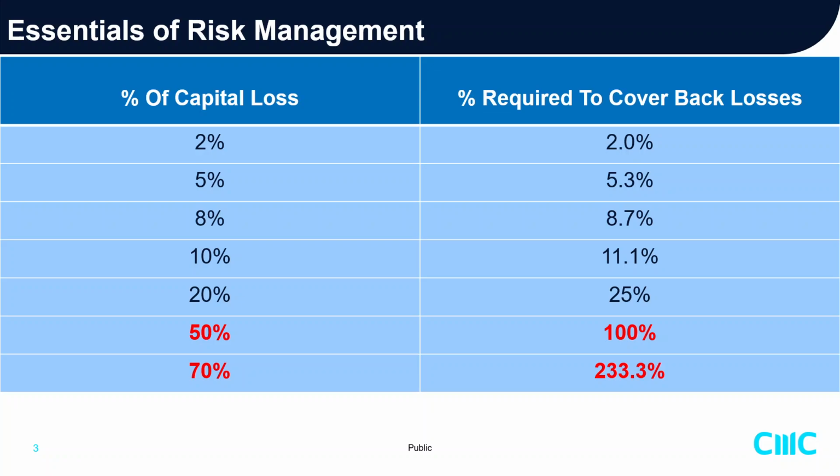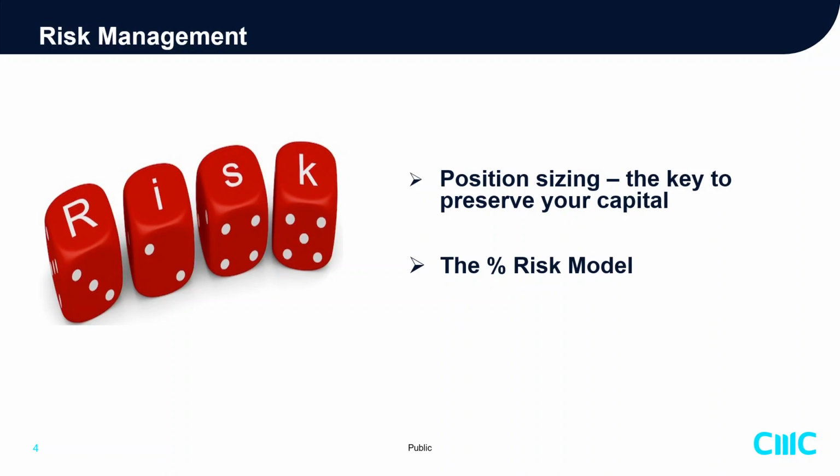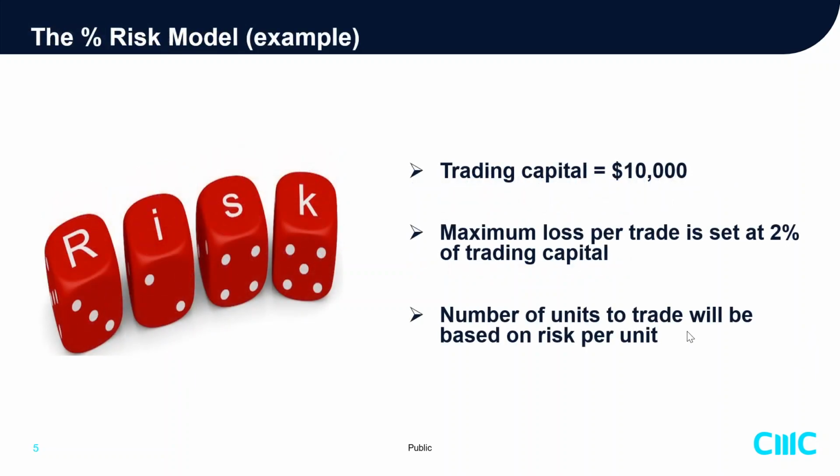All right. So in order to do that, let me share with you this percentage risk model. It's part of position sizing, which is the key to preserve your capital. So what is this percentage risk model about? Let's say for example, we have a trading capital at the start of 10,000. I already preset a maximum loss per trade at 2% of my trading capital. Based on this 2%, I will be able to know the maximum number of units that I can long or short, depending on the trading strategy, based on the risk per unit.